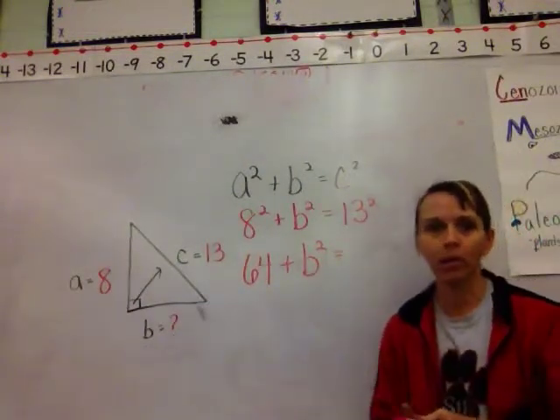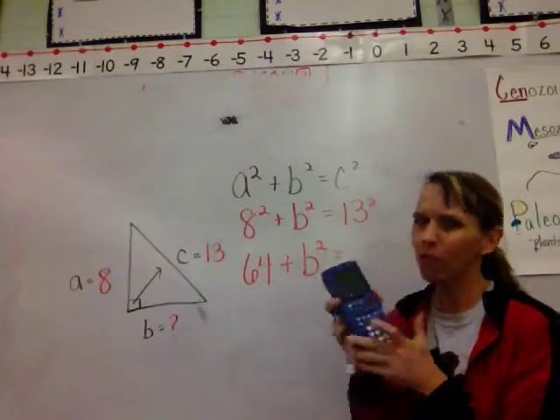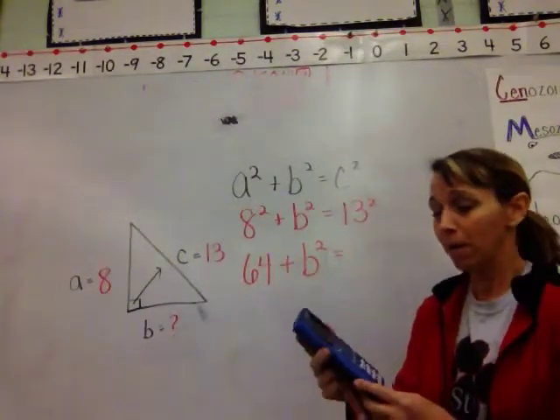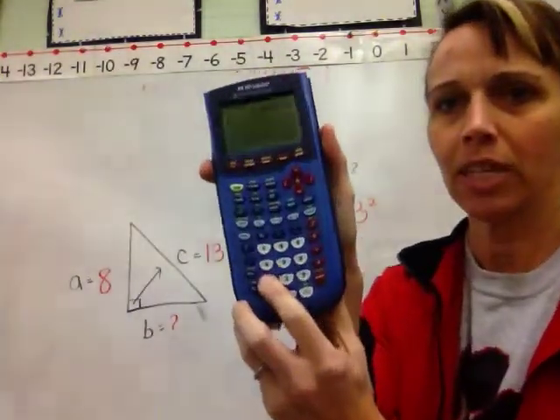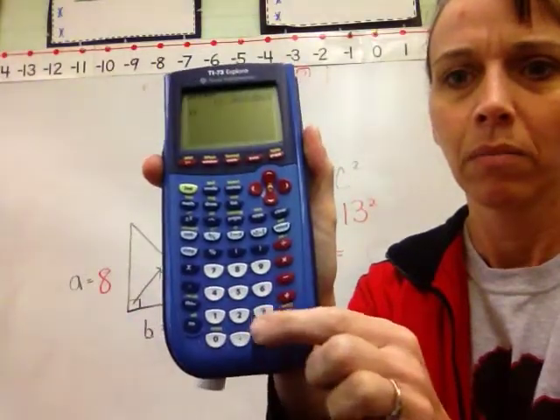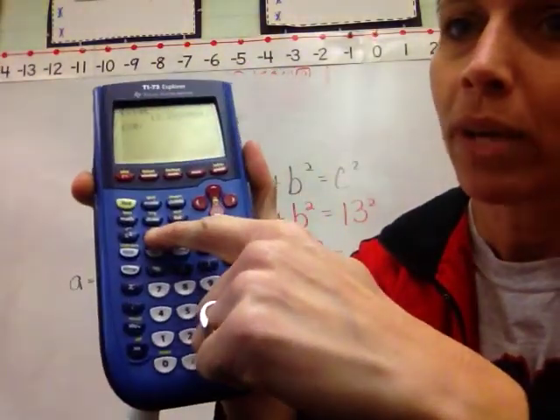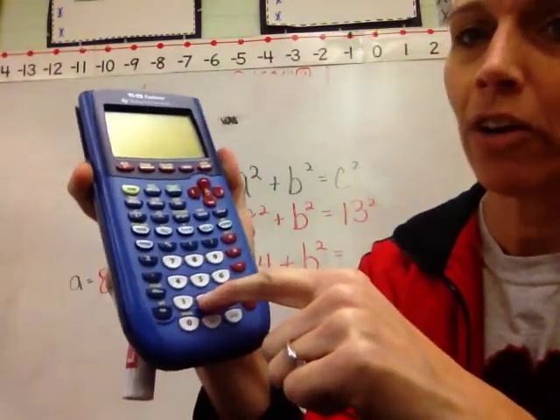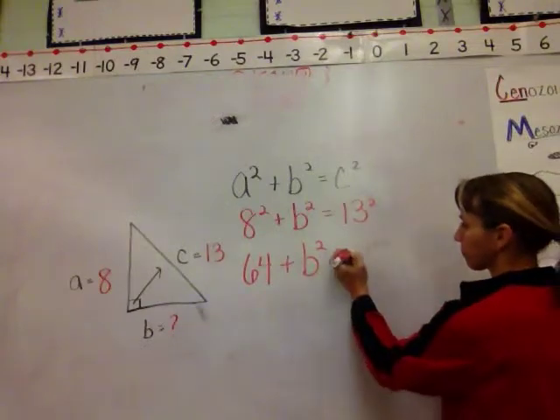Now let's pretend that we don't know what 13 squared is. If you're using your calculator to figure that out, there's a couple different ways you can do it, but I would say the easiest way would be to punch in the 13, and then there's the caret button, which is the little arrow going up. And then since it's squared, you push 2 and then enter. And it'll give you 169.